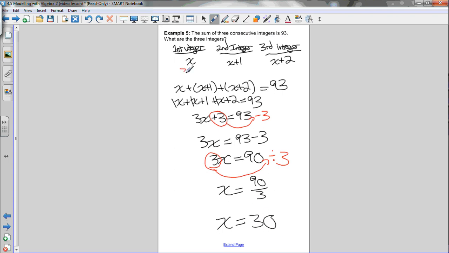So if my first integer is 30, my 3 consecutive integers, I'll write them up here, are 30. And then 30 plus 1 is 31. 30 plus 2 is 32. So these are my 3 consecutive integers, 30, 31, and 32.